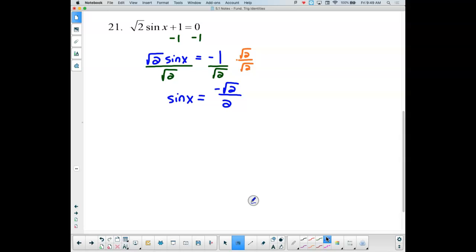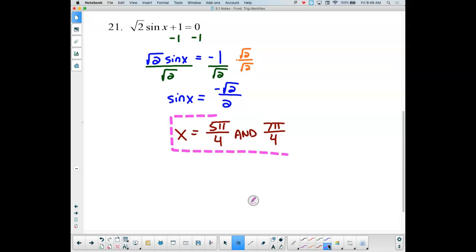On the unit circle, first lap, where is sine equal to negative square root 2 over 2? That happens at 5 pi over 4 and 7 pi over 4. And those are your answers.